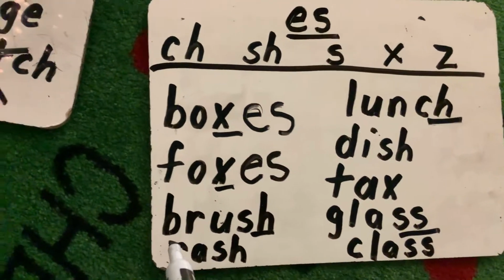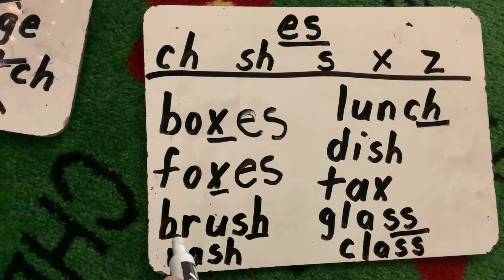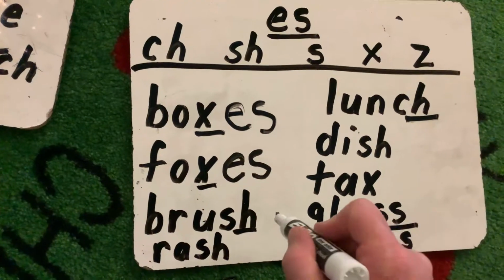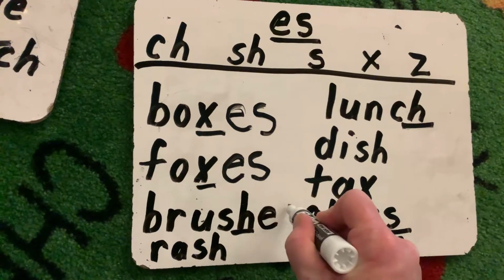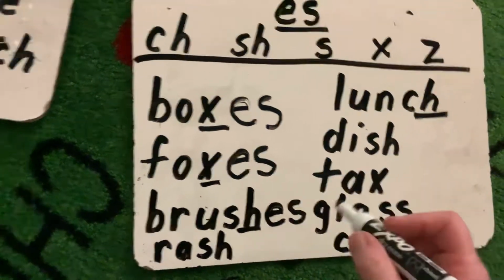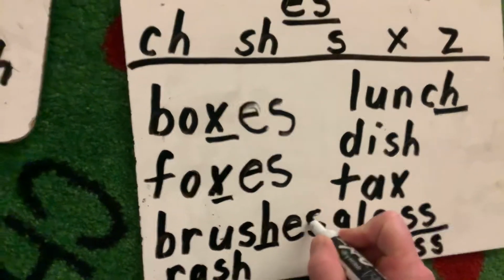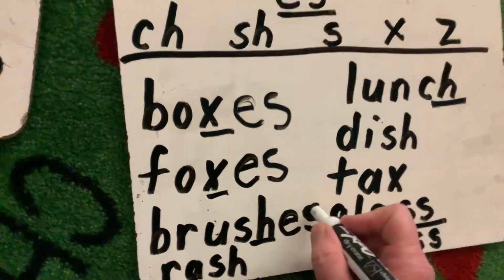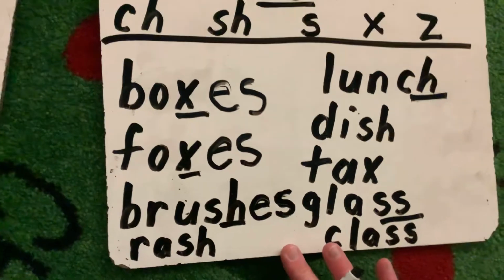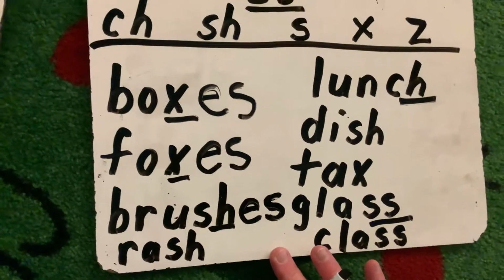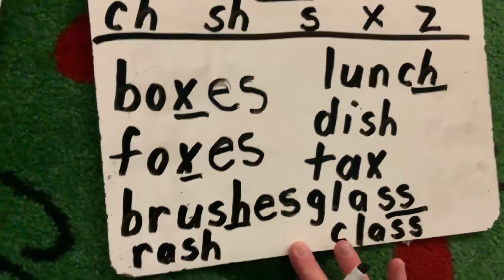Foxes. Let's look at this base word. Brush. But many. We want it to be more than one. Brushes. Now this could also mean that it's happening now. We could say she brushes her hair. So just like the S, it can mean one, it can mean more than one, or it's happening right now.